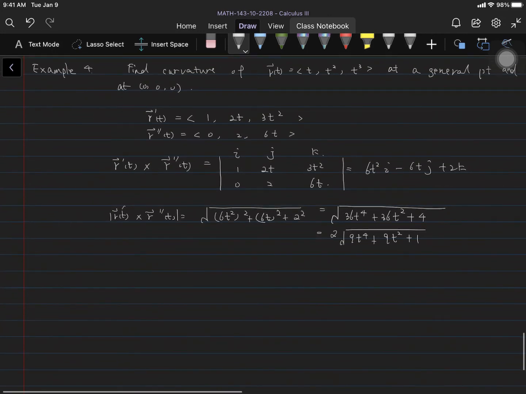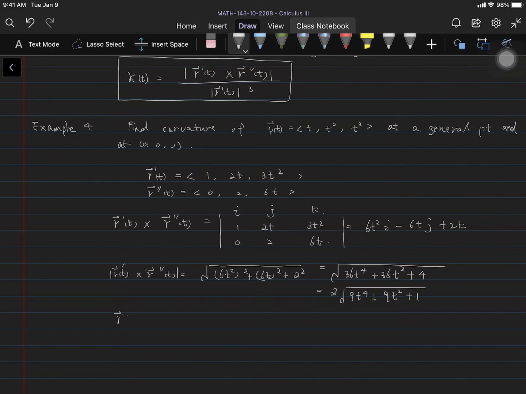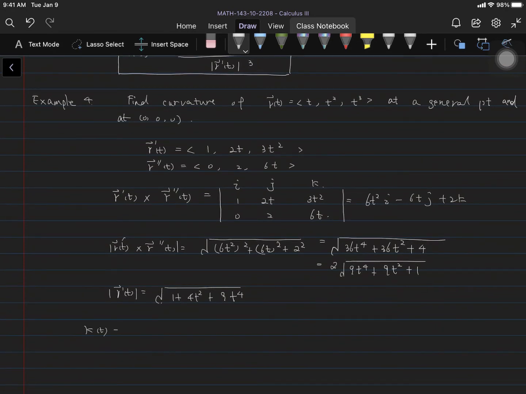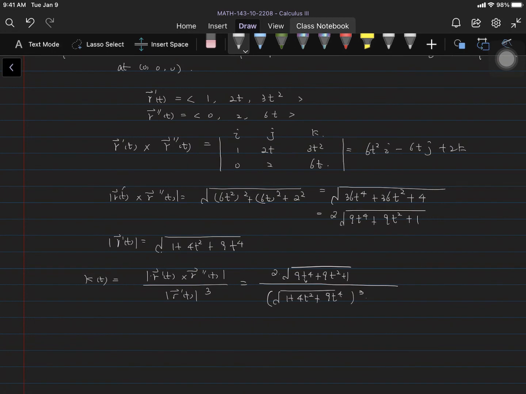Now let's take a look at the next part. In the formula, we also need the length of r prime, the first derivative length, which is the square root of 1 plus 4t squared plus 9t to the fourth. Now we just plug into the formula. I'm going to write down the formula again: the cross product of the first and second derivatives, over the first derivative length cubed. So that is 2 times the square root of 9t to the fourth plus 9t squared plus 1, over the square root of 1 plus 4t squared plus 9t to the fourth, to the third power. We can just leave the answer like this.